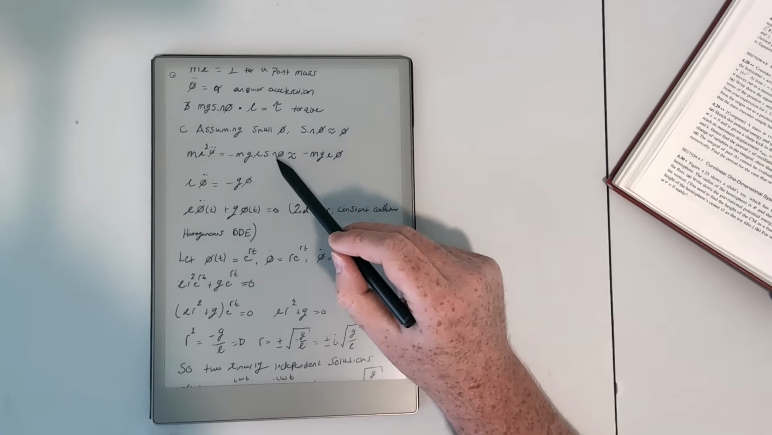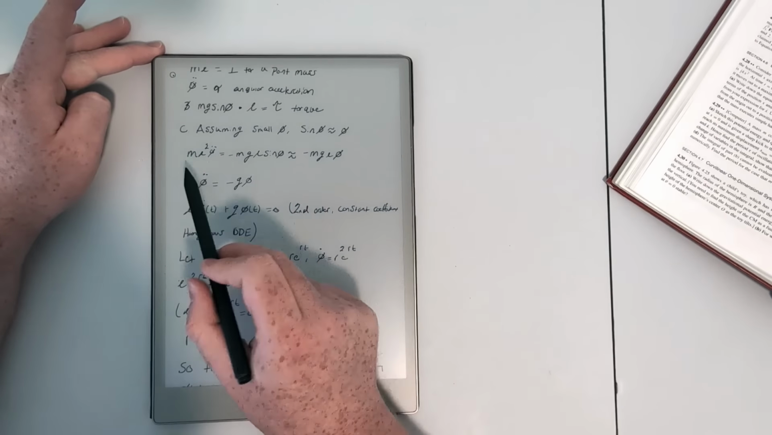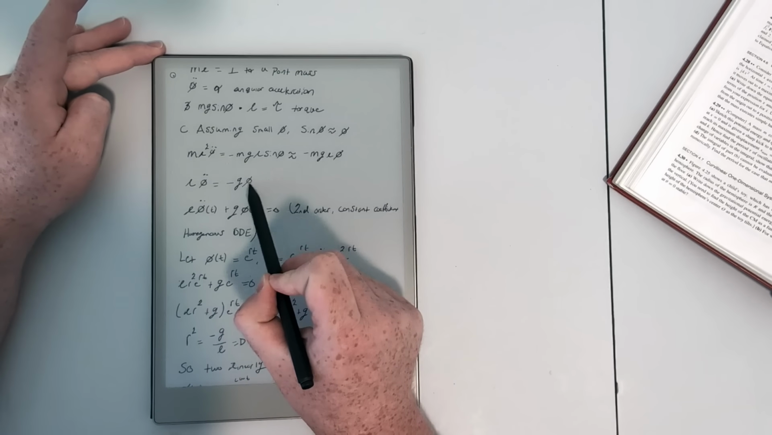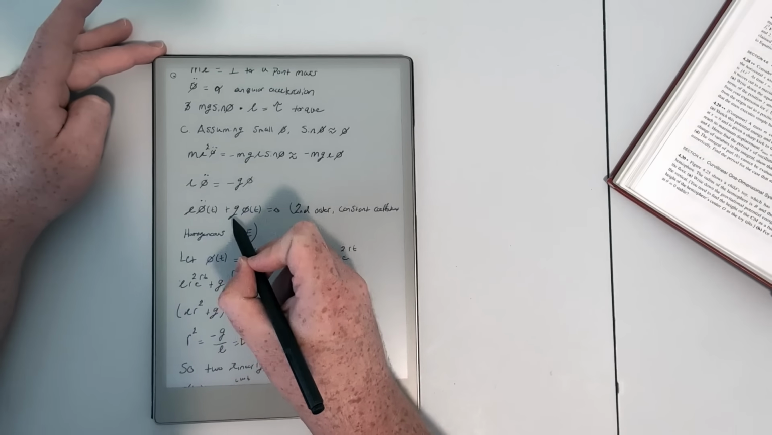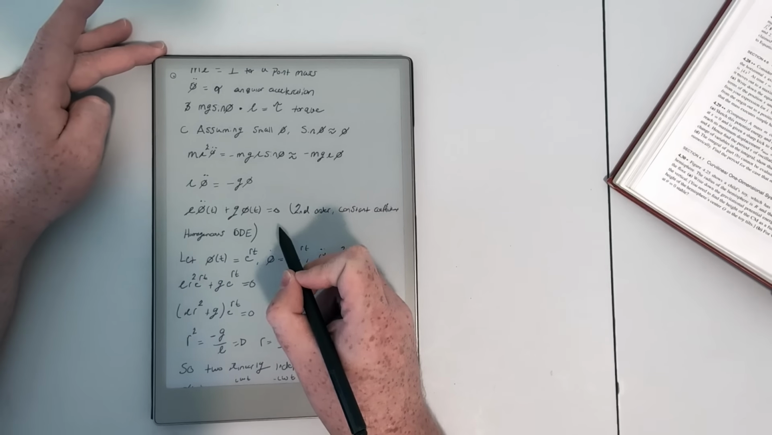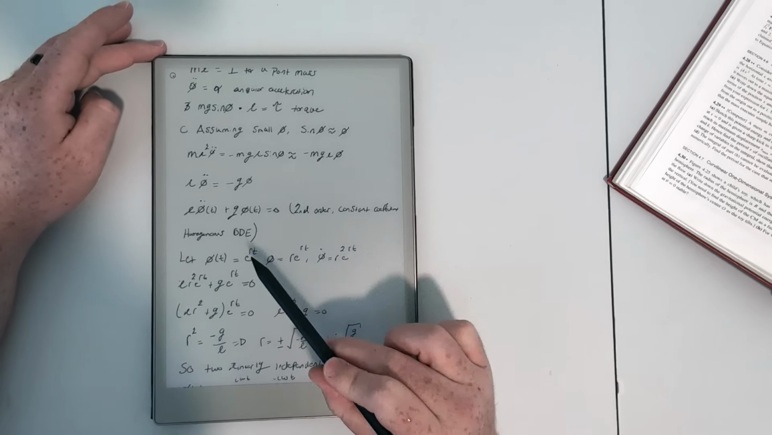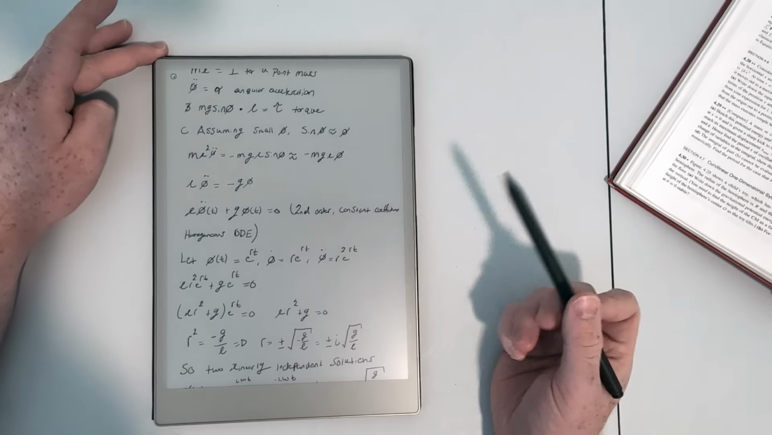Plugging in phi for sine of phi, we get a differential equation in terms of phi. We get L phi double dot is equal to minus G phi, or moving terms to both sides, we get L phi double dot of t plus G phi of t equals 0. And this is a second order, constant coefficient, linear, homogeneous, ordinary differential equation.